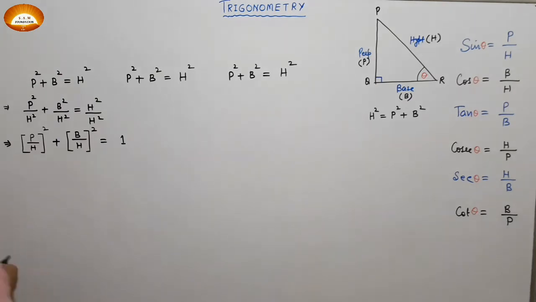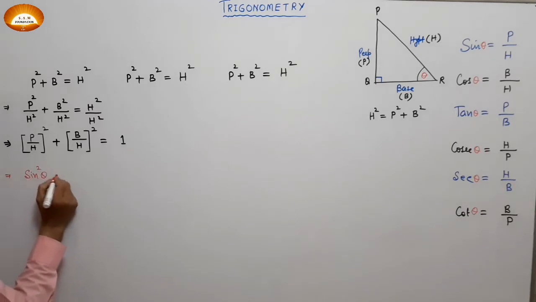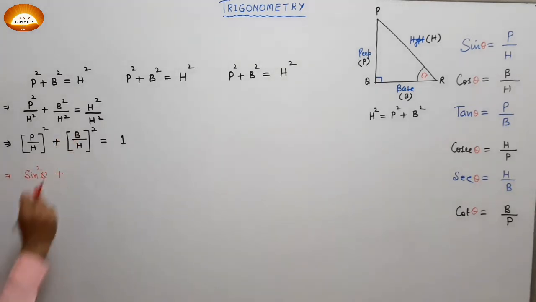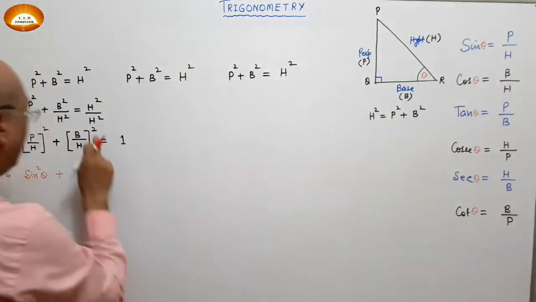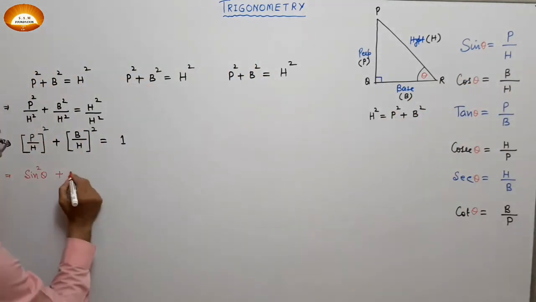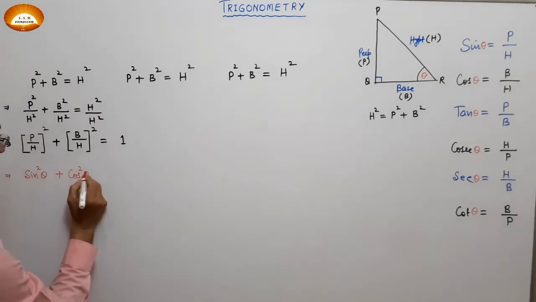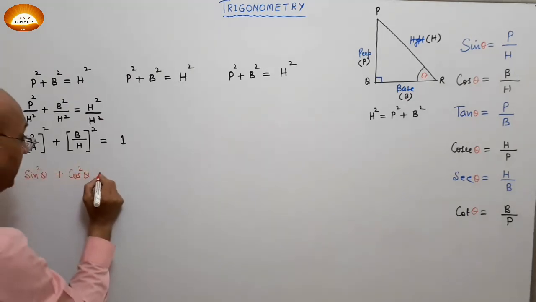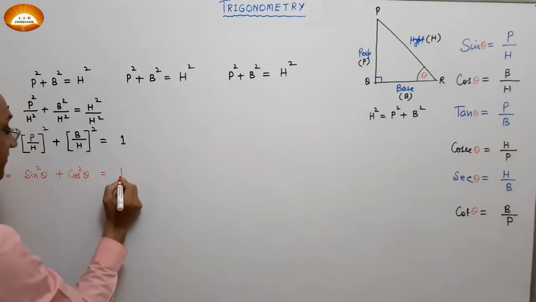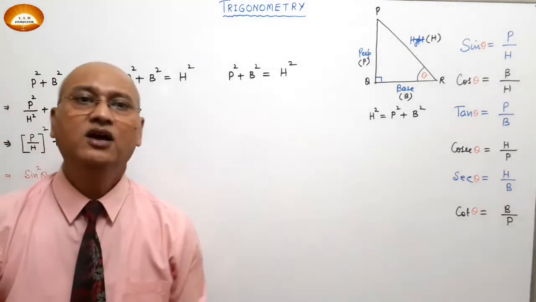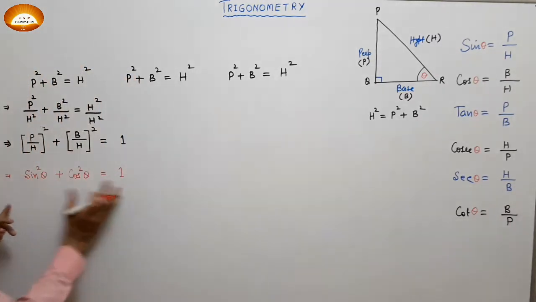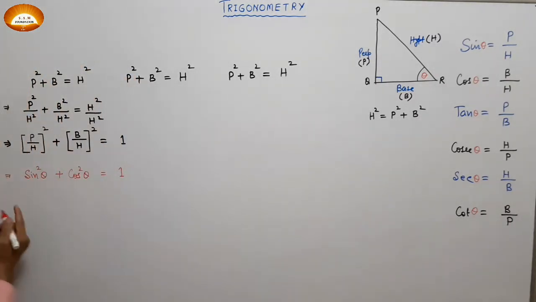So we get the first identity as sine square theta plus, base upon hypotenuse, which is cos theta, squared, so cos square theta, equals 1. This is the first trigonometric identity that we have derived. Now this identity we can write in two more ways.